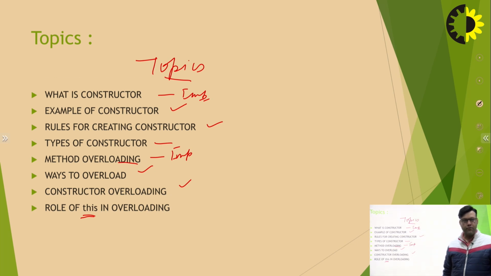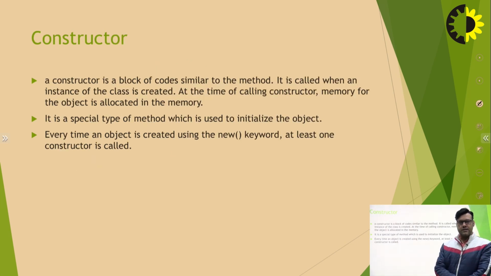So, let us move forward. We know what a constructor is. A constructor is a block of code that is similar to a method. Sometimes we use the term function and sometimes the term method. We can create our own methods, and we know that there are already a number of predefined methods in Java. So, a constructor can be defined as a block of code, just similar to a method.